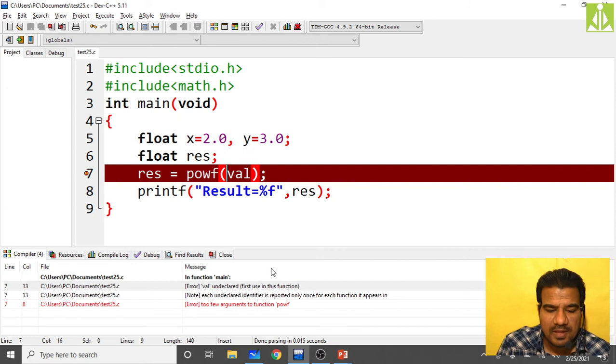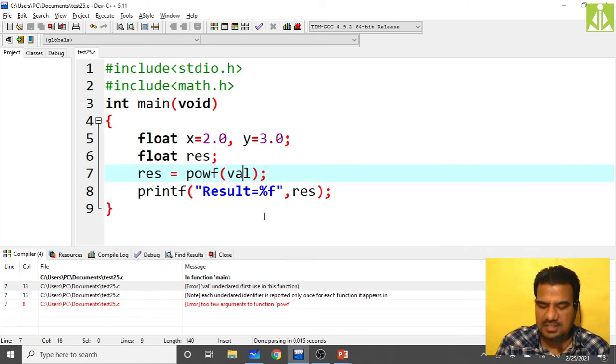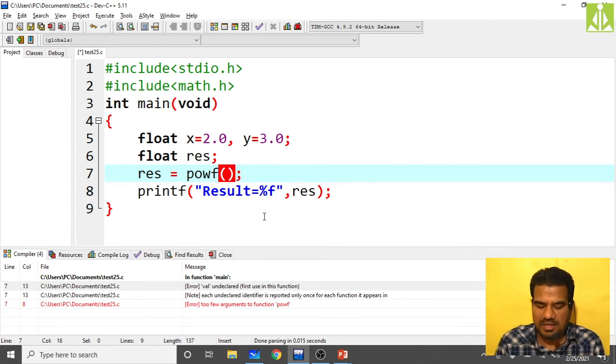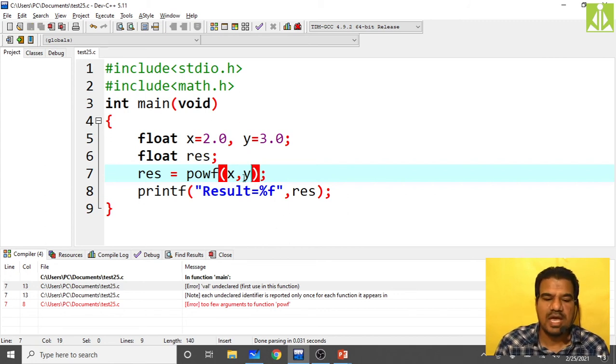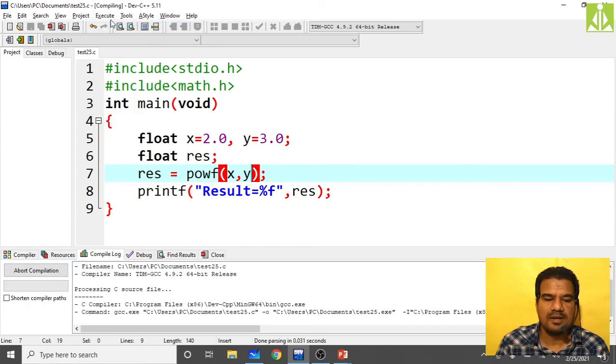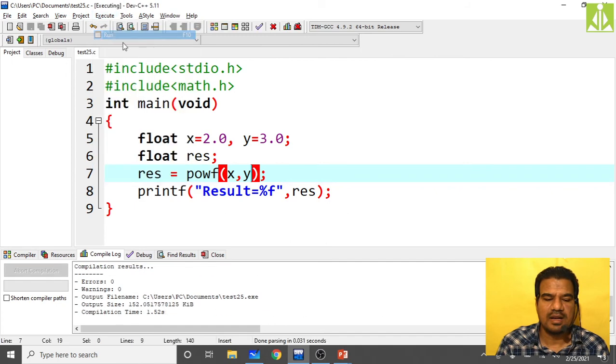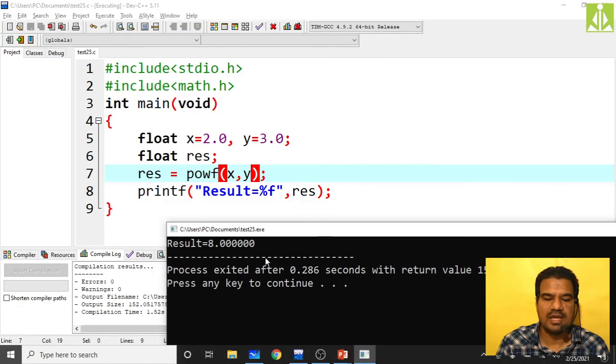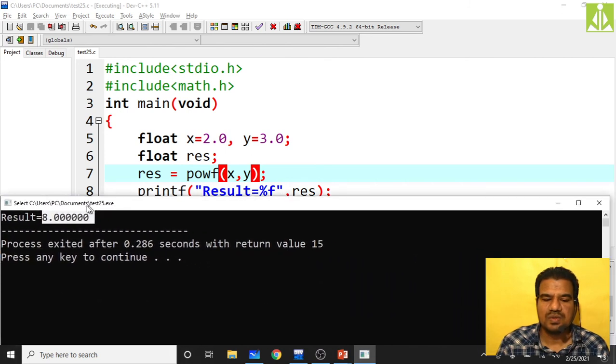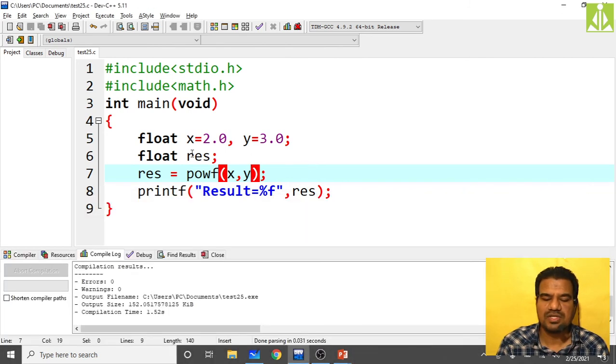It is saying value is undeclared. So over here we have to pass the first parameter, the base to the power function, that is x, and the power, that is y. X raised y times, that is 2 raised 3 times. So go compile, successful now, and run. As you can see we got 8. So in this way the power function will work.